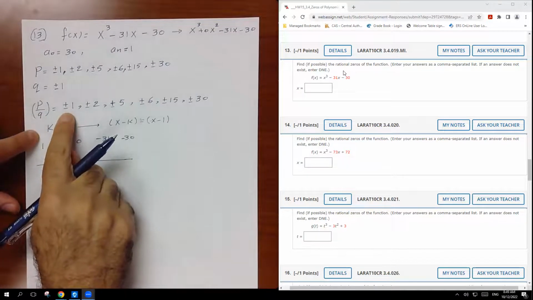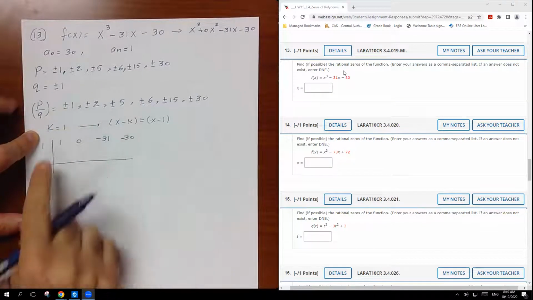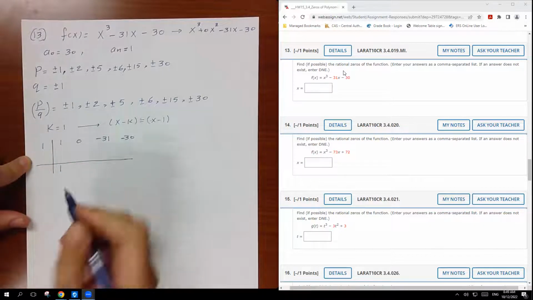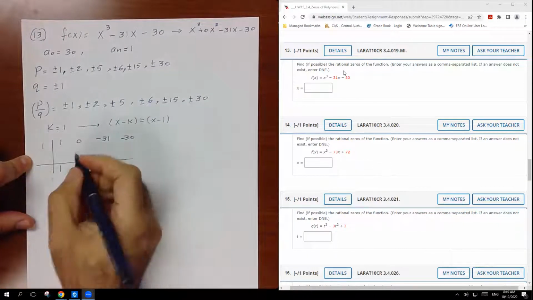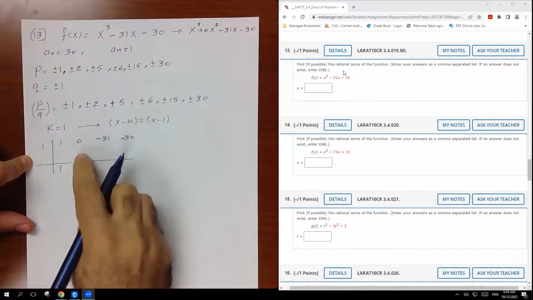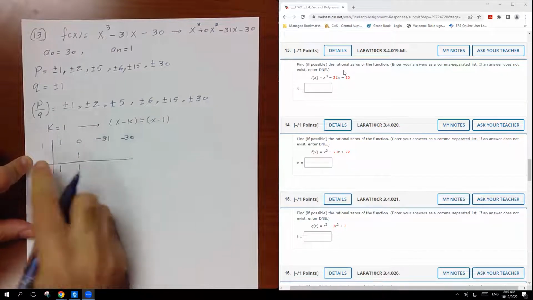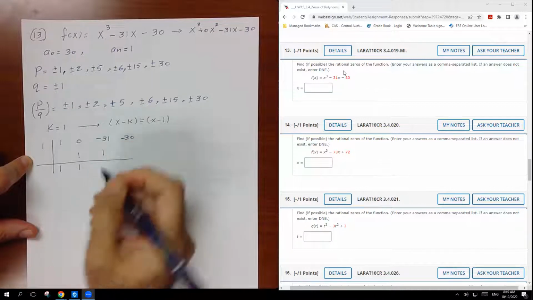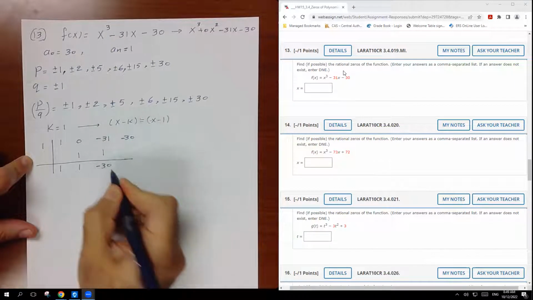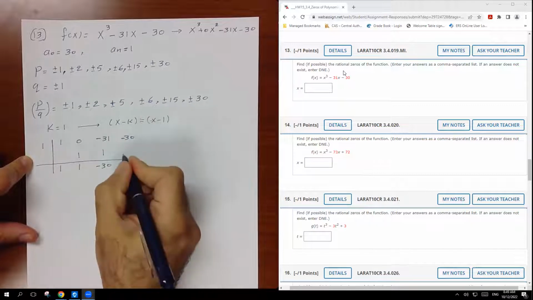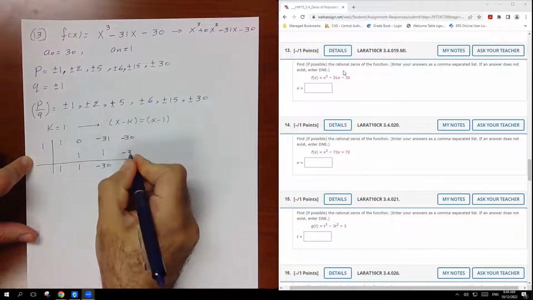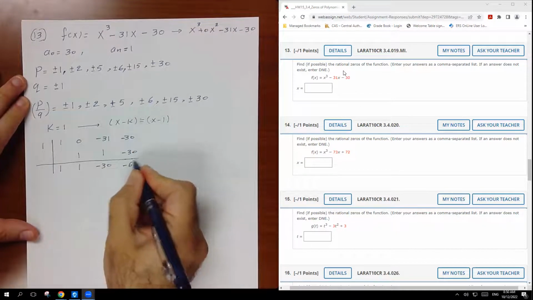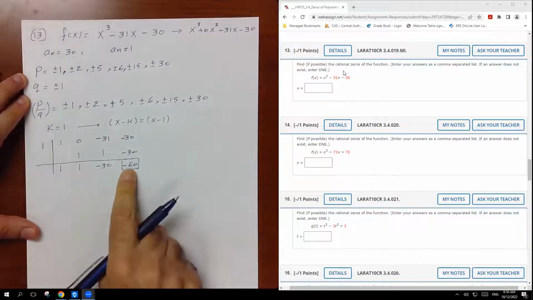I left the -1, and let's check. Just use the synthetic division, write down the first number, and then I'm going to multiply. 1 times 1 is going to be 1. Add these together, it's going to be 1. 1 times 1 is going to be 1. Add these together is going to be negative 30. 1 times negative 30 is going to be negative 30. That means if you add these together, it's going to be negative 60. Check what result I got.